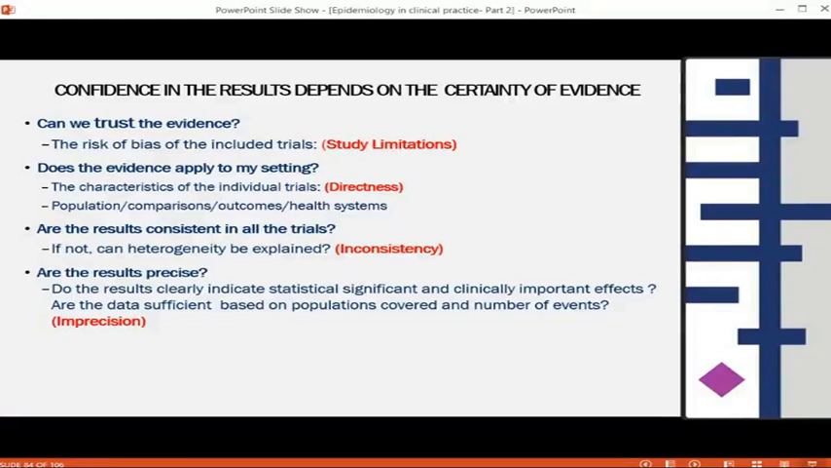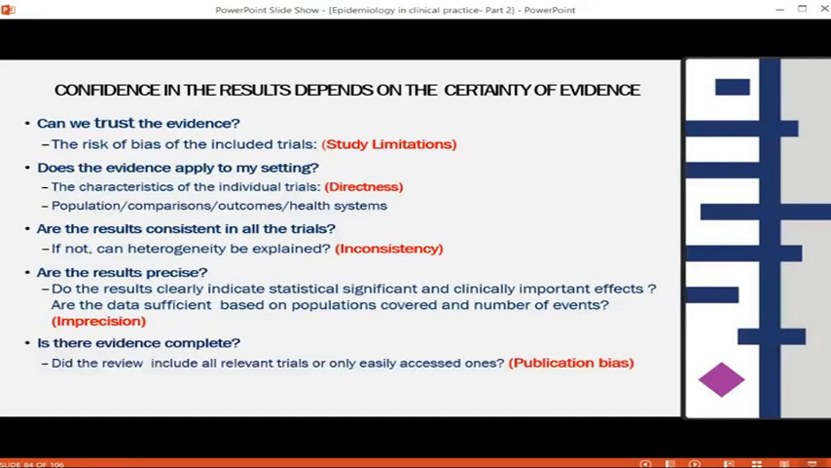Also, you want to ask yourself, did they study enough people and have enough events to say that you have enough data to say it works? If that also is not very good, then you will say the data is imprecise and your confidence comes down. The final thing is, are you sure you've got all the evidence, or do you have some indication there could be some studies which you've not been able to access? If you have got all the evidence, then you're confident that this overall result is, you're certain of the evidence.